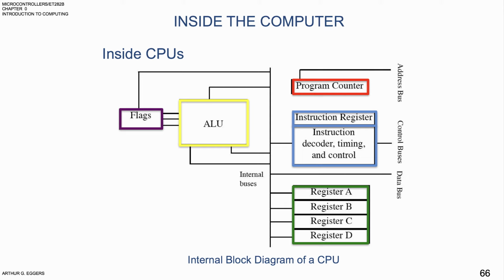In general, the more and bigger registers, the better the CPU. The disadvantage of more and bigger registers is the increased cost of the CPU.